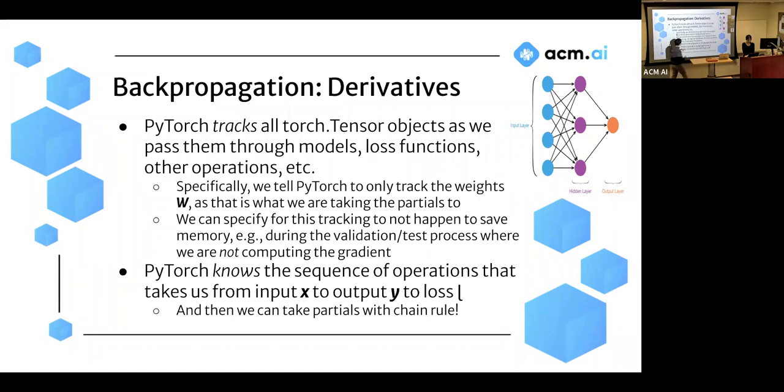And because PyTorch knows the sequence of operations that takes us from input X to output Y, because when you said require grad equals true, it tracks that tensor in particular, we will be able to take the partials with the chain rule, right? Any questions so far?